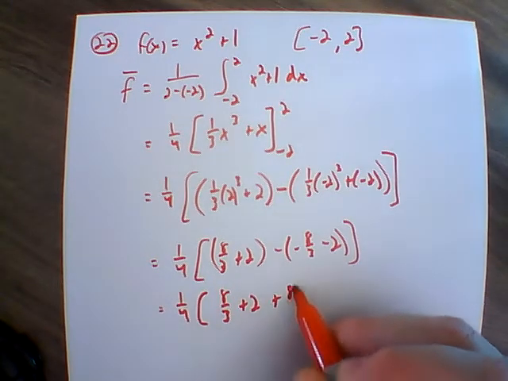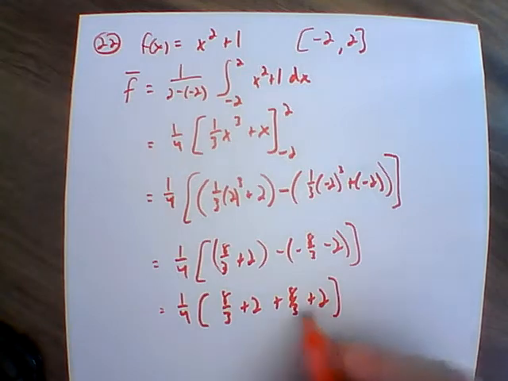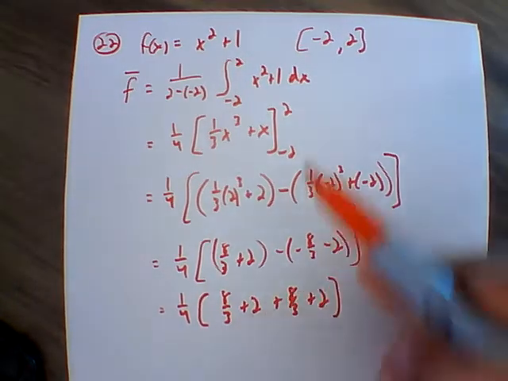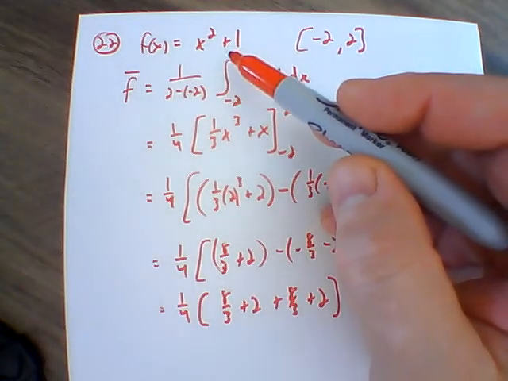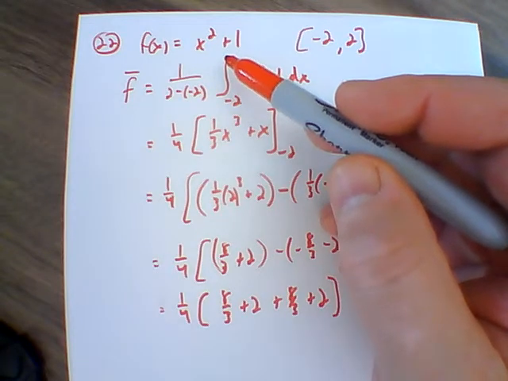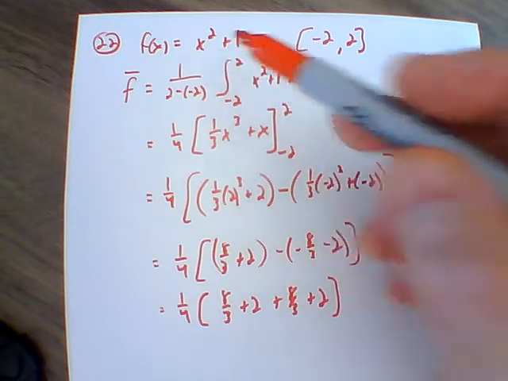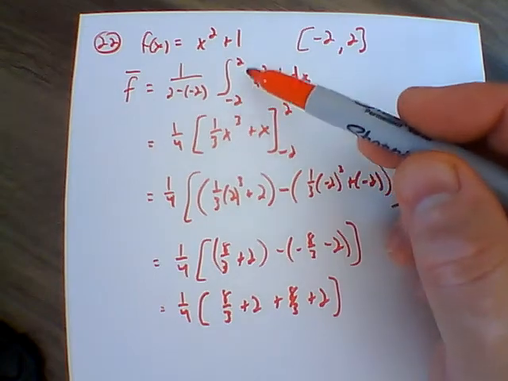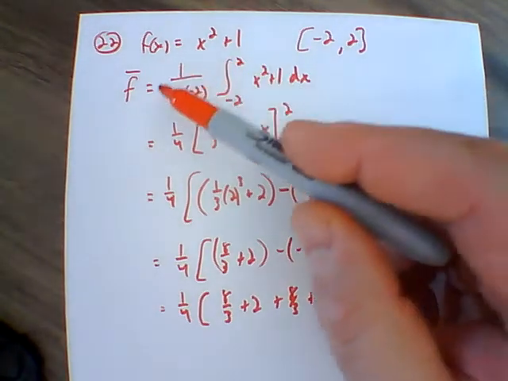8/3 plus 2 plus 8/3 plus 2. Wait, I just doubled this, didn't I? If you think back, x squared plus 1 is an even function. It reflects on the y-axis. So rather than stating this from -2 to 2 right here, I still need this part here.